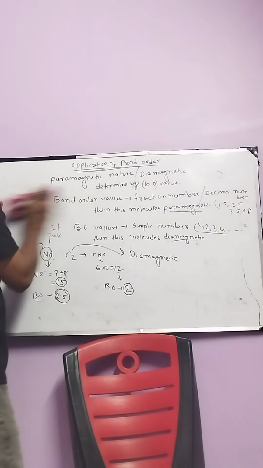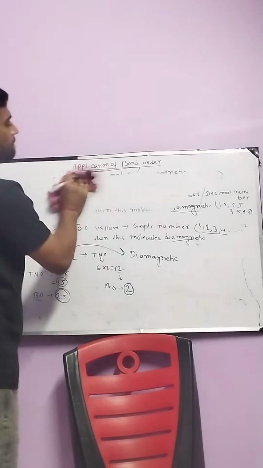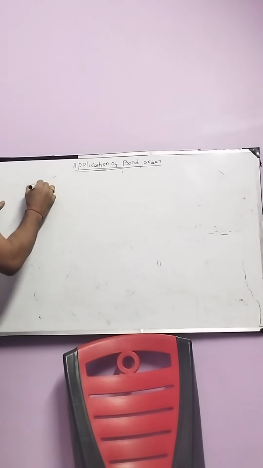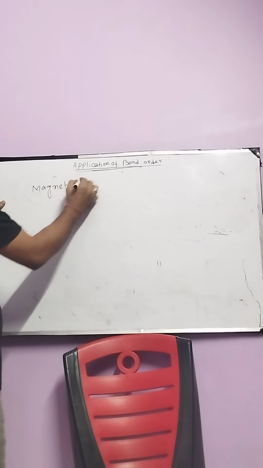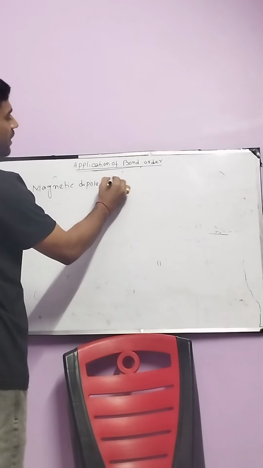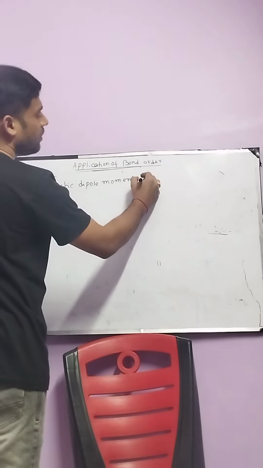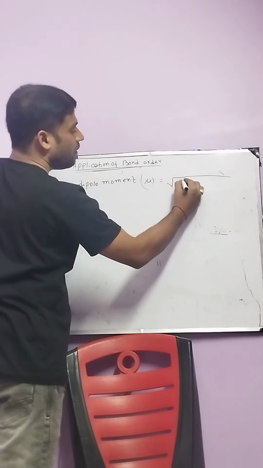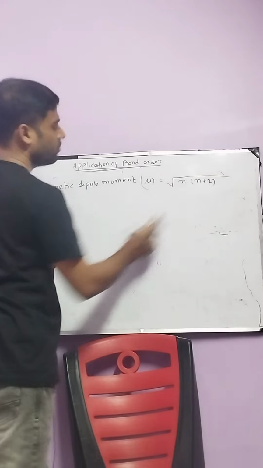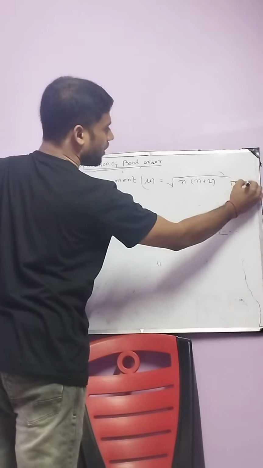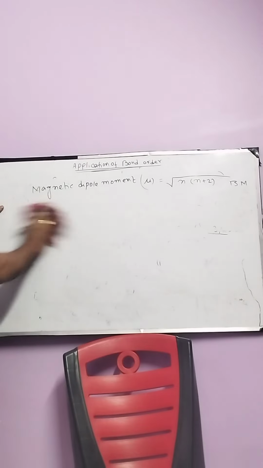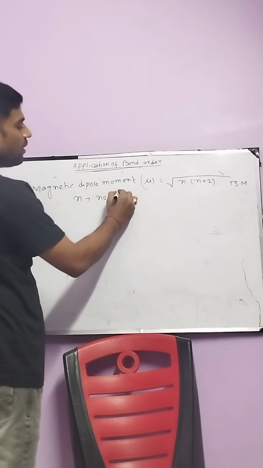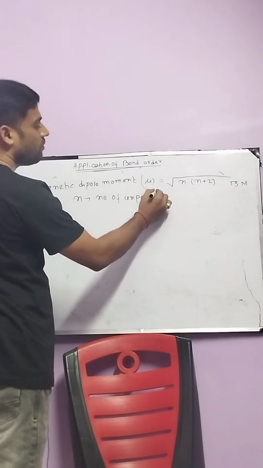But for paramagnetism, or the magnetic dipole moment in a molecule, we determine the magnetic dipole moment. The magnetic dipole moment is denoted by mu. Mu is equal to root over n into n plus 2, in units of Bohr magneton, BM. The magnetic dipole moment in a molecule is determined by this formula. What is n? n is the number of unpaired electrons.